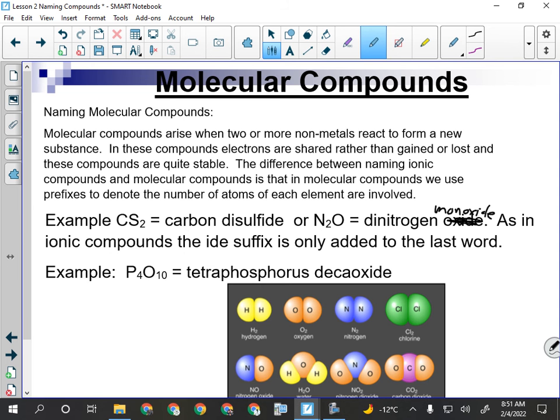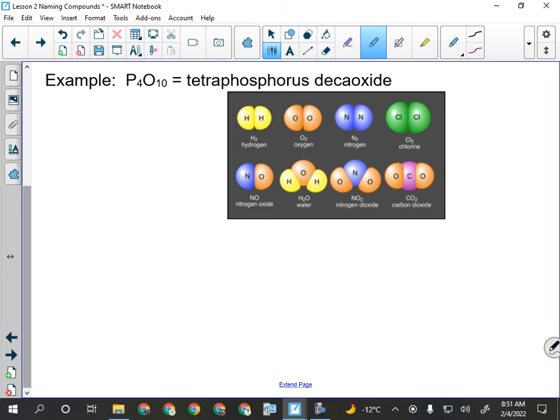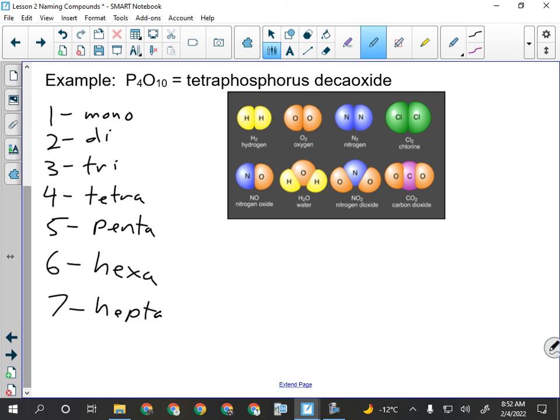All right, what are the prefixes? Because you don't have a list of them, so here they are. Probably want to write these down. 1 is mono, 2 is di, 3 is tri, 4 is tetra, and after that, it's all like geometry. 5 is penta, 6 is hexa, 7 is hepta, 8 is octa, 9 is nona, 10 is deca.